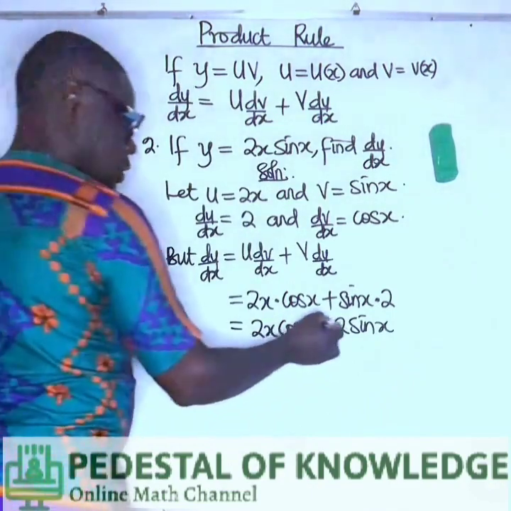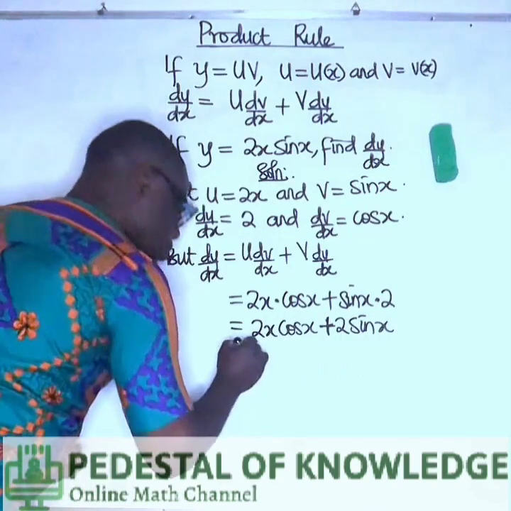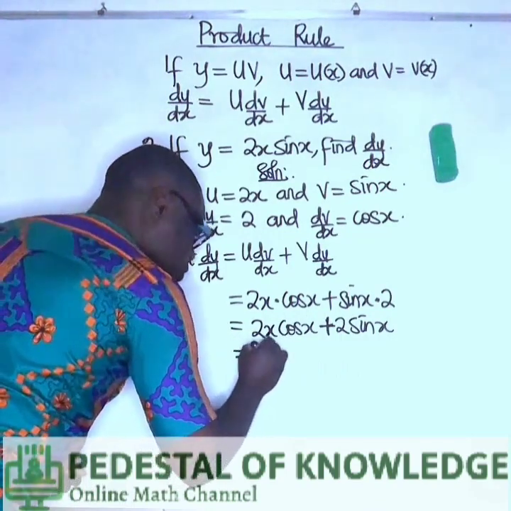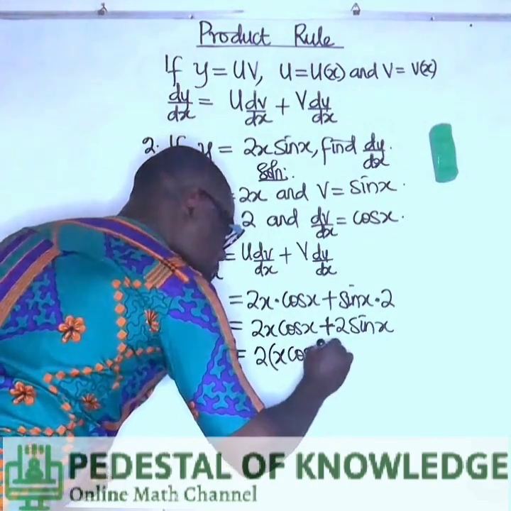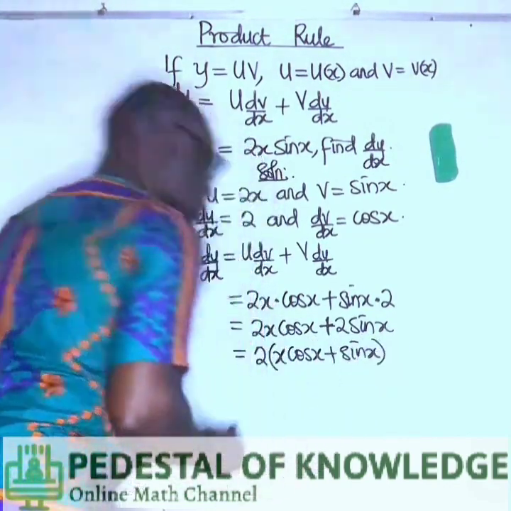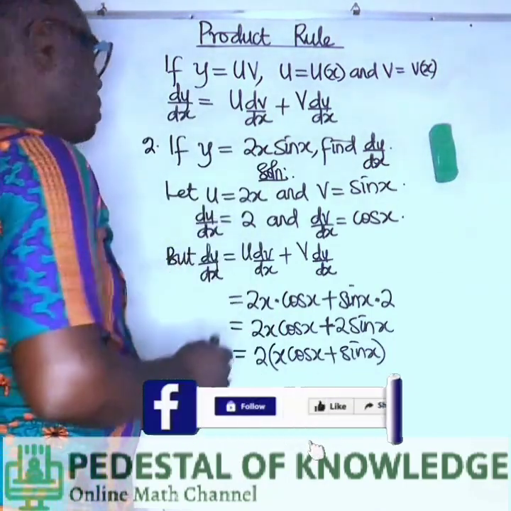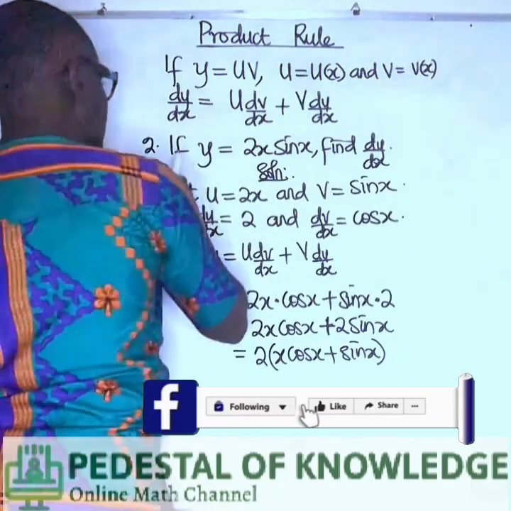Okay, now since 2 is common to both, you factor out 2. So this is 2 into x cos x plus sin x. And that is the answer to that very problem. Let's look at another question.